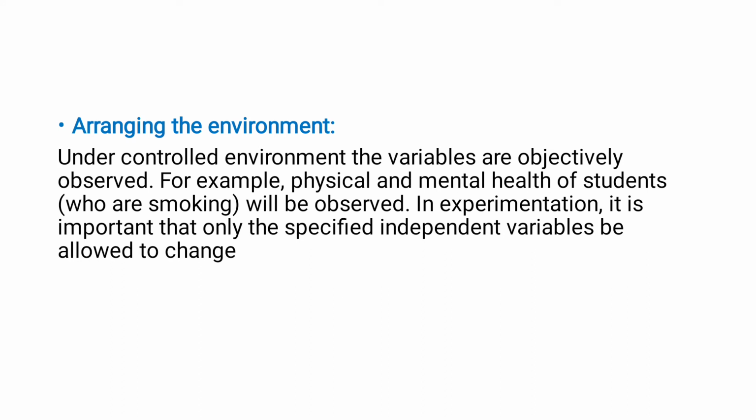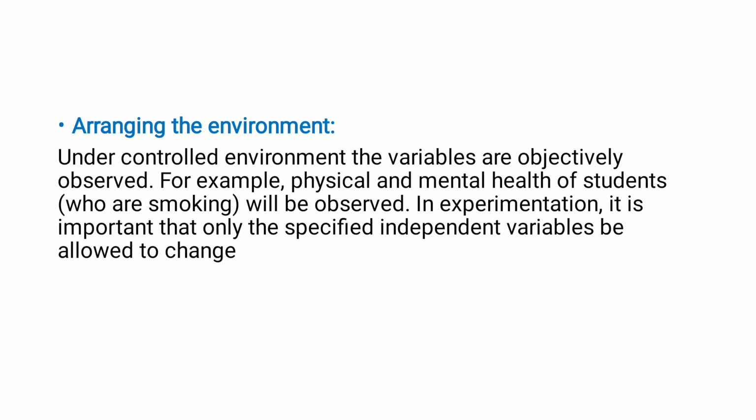Next is arranging the environment. Whenever you want to do an experiment, you have to do it under a controlled setting. For example, the physical and mental health of students who are smoking will be observed. So when you are taking the controlled environment, other factors which are going to interfere with your results should be kept constant. So factors other than the independent variable, only smoking, you have to take into consideration. So the students who are having only the bad habit of smoking should be taken into consideration.